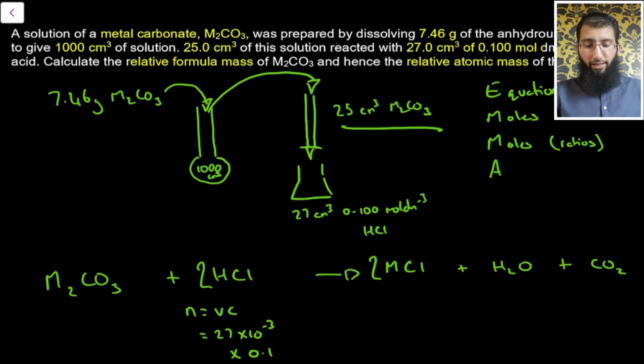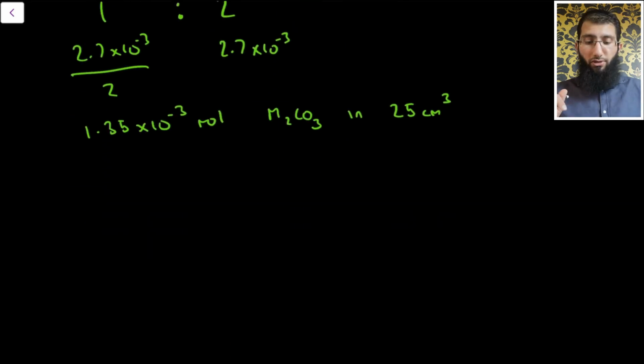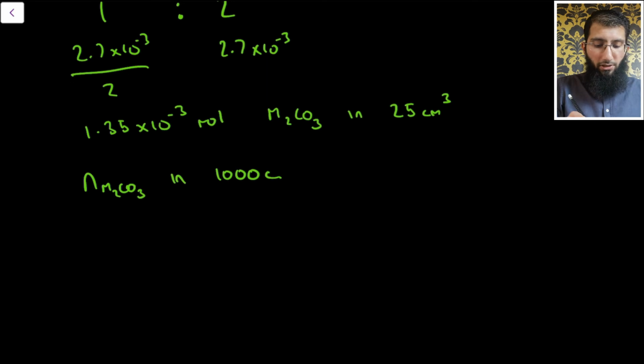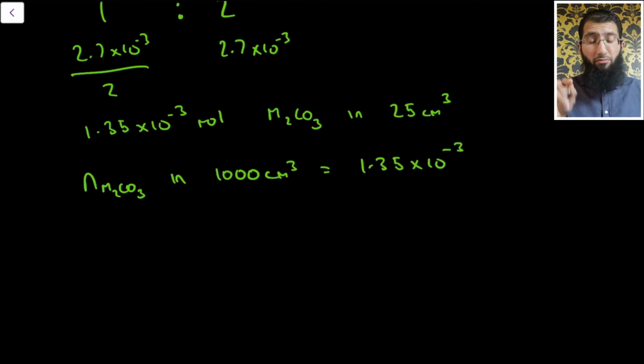But this isn't what the question's asking me. It's asking me to work out the relative formula mass of M2CO3 and the relative atomic mass of metal M. Now, seeing as I know the moles of my second substance, the M2CO3, and I've done that using ratios, I know that that's the moles in 25 centimeters cubed, not 1000 centimeters cubed as per the original solution. So we need to work out the number of moles in the original solution. So the moles of M2CO3 in 1000 centimeters cubed will simply be the moles that we've calculated already as 1.35 times 10 to the minus 3, that's in 25 centimeters cubed.